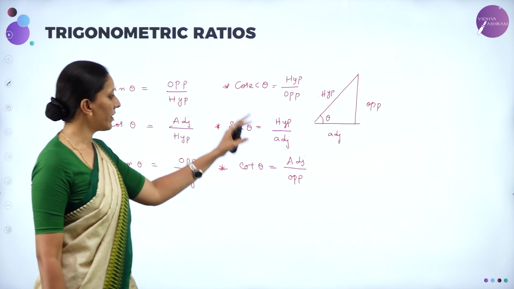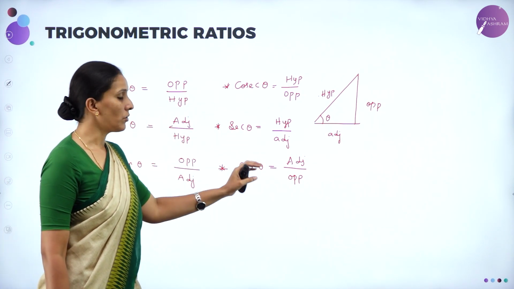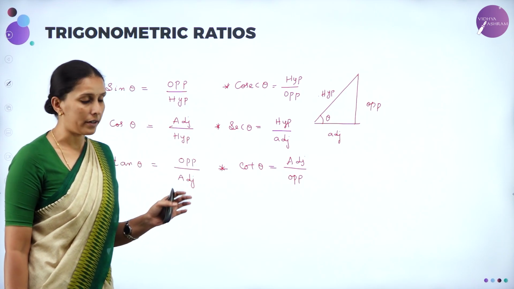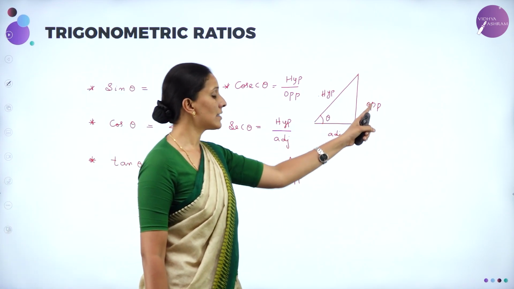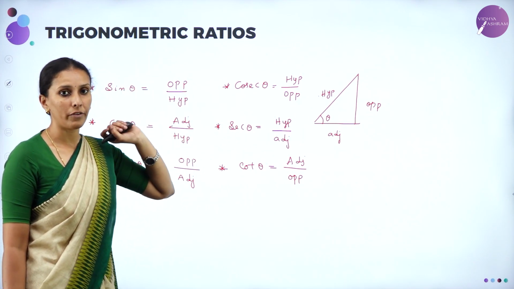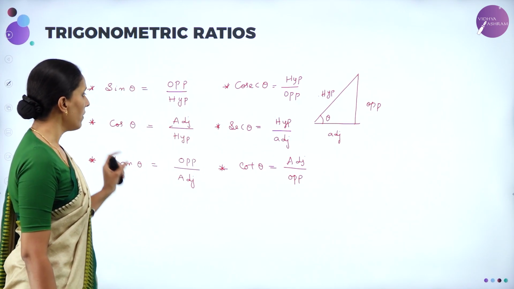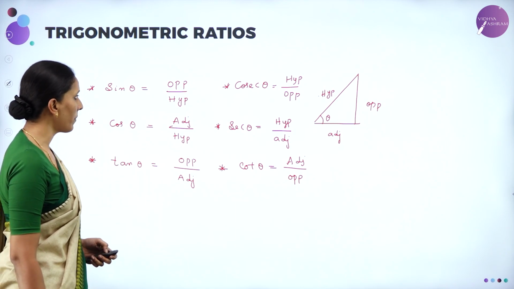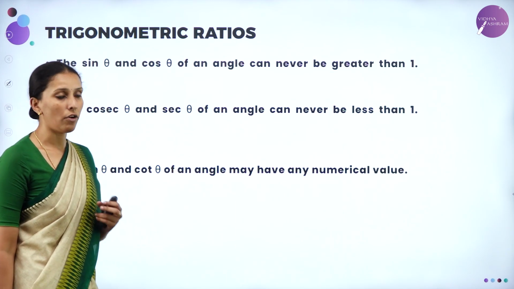So by this definition, the trigonometric ratios and their values are unaltered. It does not depend on the sides of the triangle. It always directly depends on the angles of a triangle here. So now by looking at these 6 trigonometric ratios, we have the following points.